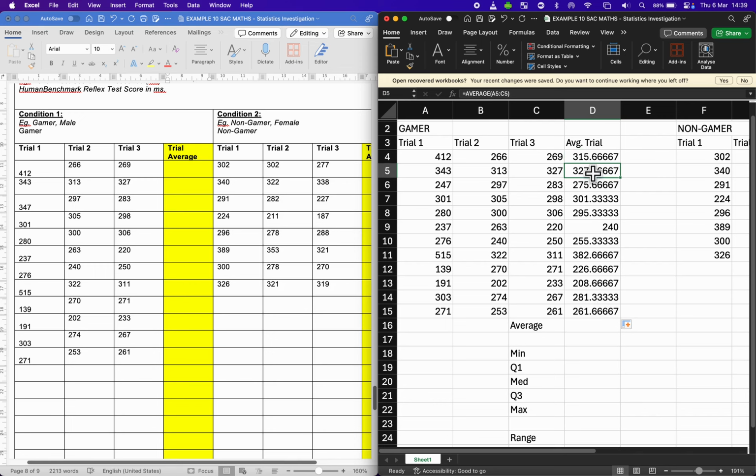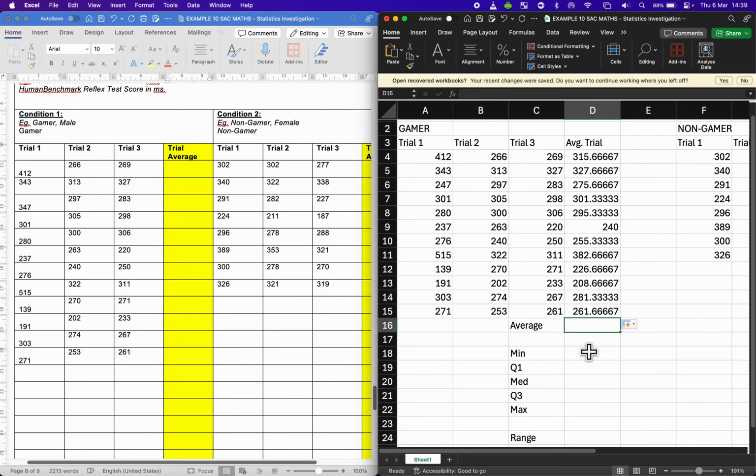You can double check if you want. This cell is finding the average of A5 to C5. A5 is this one, B5, C. It's doing what I want it to do. Okay? So that saves you a lot of time. Now, I found the averages of the 3 trials for each person. Now I want an average of all of the gamers.